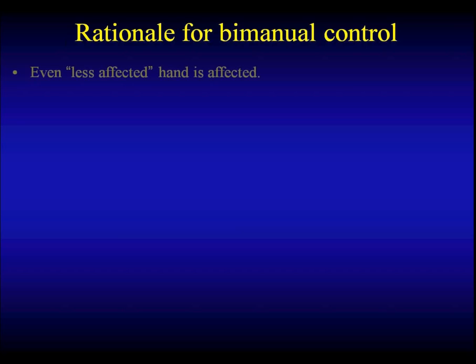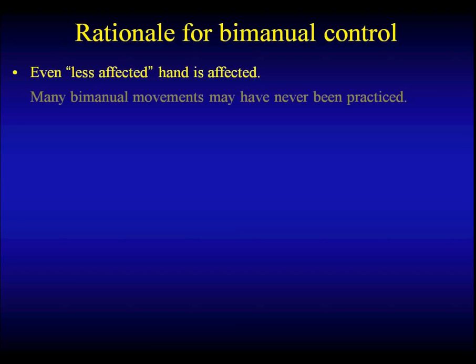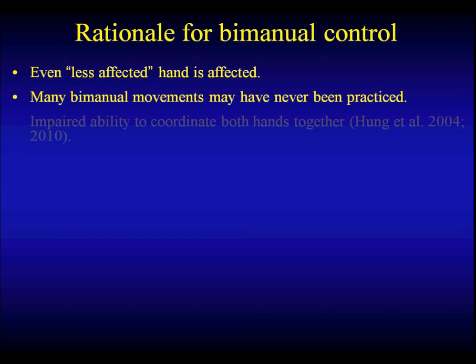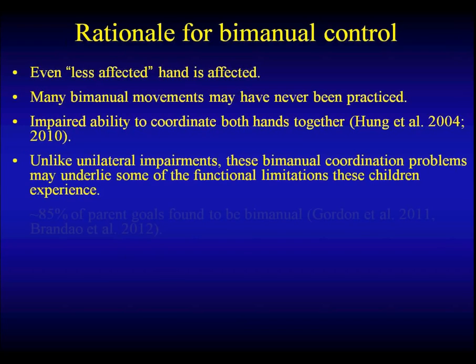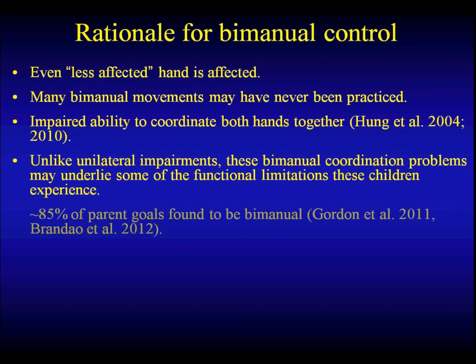And it's important to recognize that there's some bimanual issues that are going on as well. We know that even the less affected hand is affected to some extent. We know that these children compensate extremely well. They can do bimanual activities with one hand that I certainly can't. They have an impaired ability to coordinate the two hands. They have impaired bimanual coordination in terms of two-handed activities. And we believe that basically it's these bimanual activities that create functional limitations for these children rather than these unimanual problems.